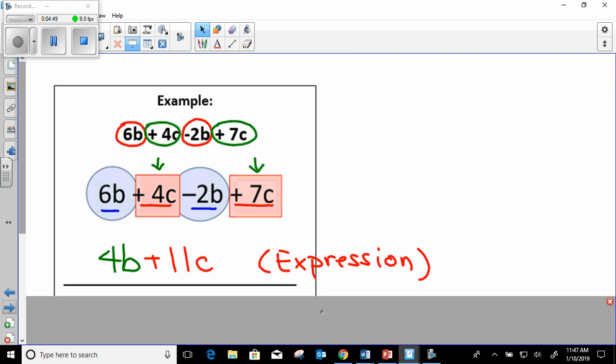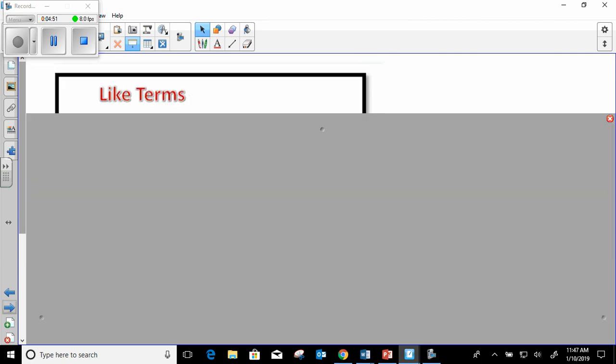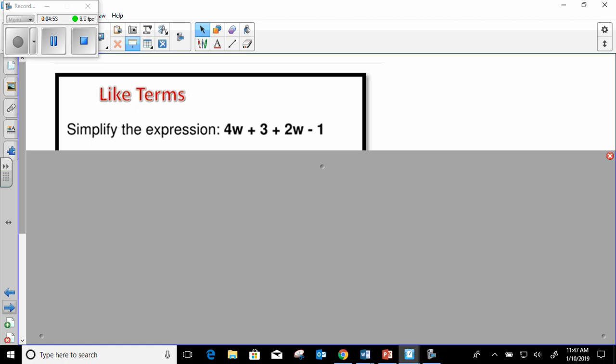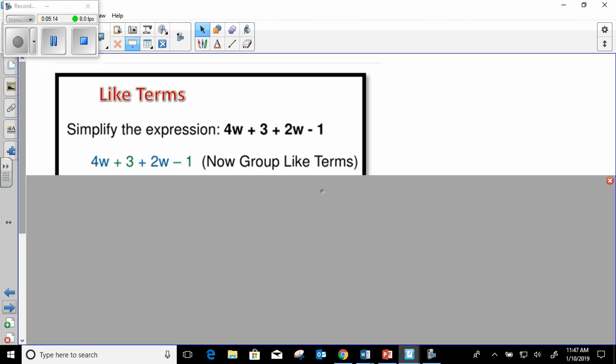Okay, next slide. All right, let's talk about our like terms again. So simplify the expression 4W plus 3 plus 2W minus 1. What you want to do, and if you want to have two different colors, you can, is circle all the like terms in different colors. So your W's you're going to circle in one color, and then your numbers. All right, so I have them in different colors for you.